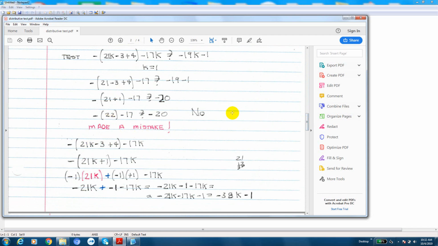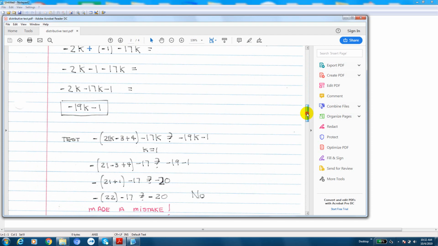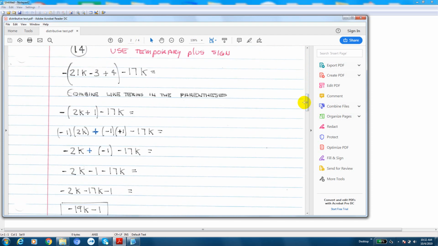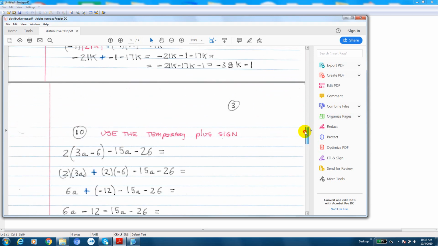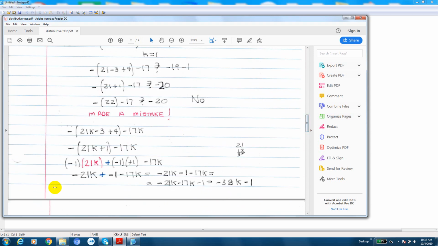So I go back and ask, what mistake did I make? And then I realize, oh, wow, this was a 21k and I put it as a 2k. Why did I do that? Well, I was so obsessed with this 1 over here that I completely forgot the 1 after the 2, 21. So then you do it right down here, and then you get the right answer.